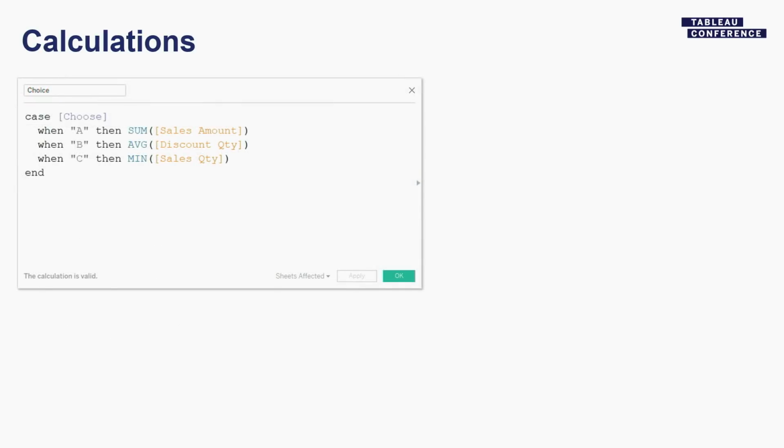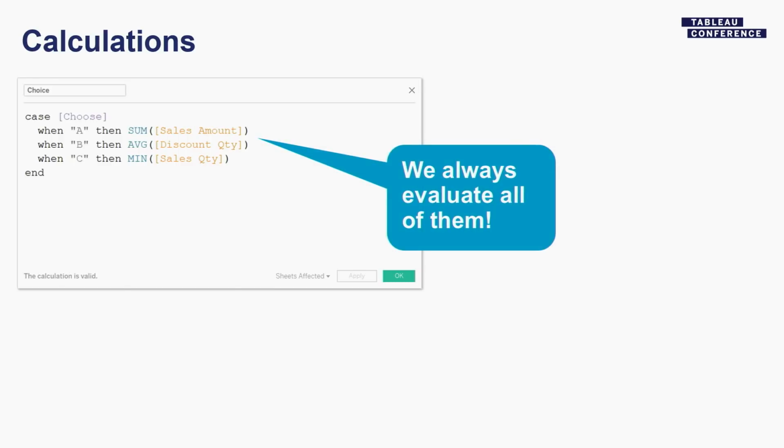When we're using logical expressions, now here's an example where you might have a parameter on a viz, and the parameter says you can show either the sales amount or the discount quantity or the sales quantity on one sheet. This is a very common technique, but be aware that when we're evaluating this logical expression, we must evaluate each of the aggregate functions before we can make a decision. We evaluate all of these.